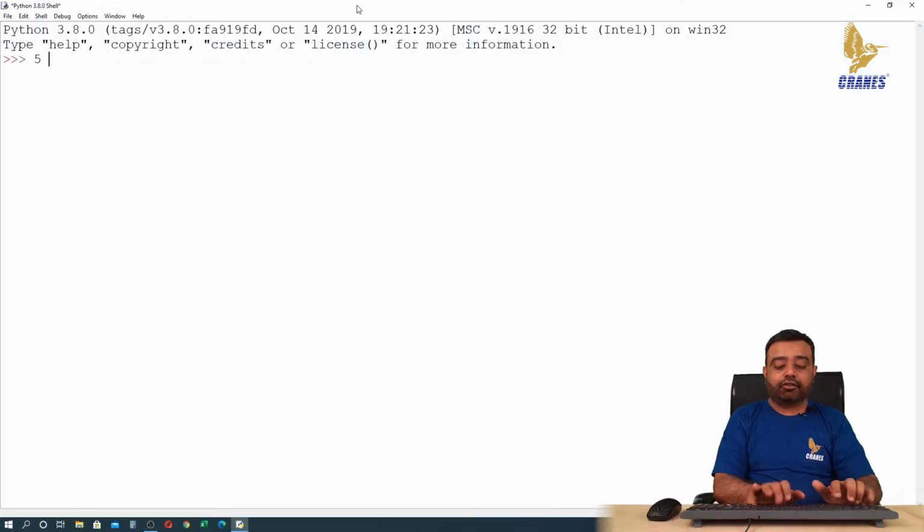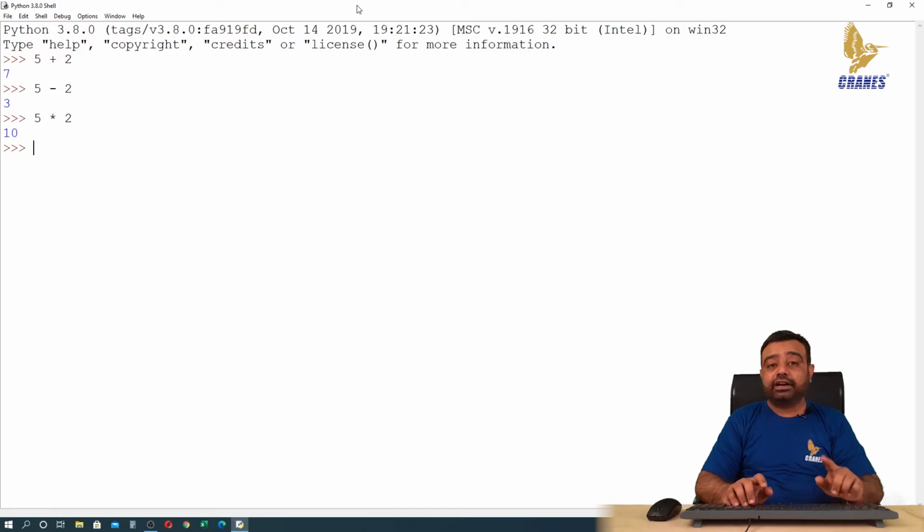Now let us try to look at each of these operators. The plus symbol performs the addition, like for example 5 plus 2 is 7. The same way minus operator performs subtraction, 5 minus 2 is 3, and asterisk symbol performs the multiplication, 5 into 2 is 10. Now with regard to division, we have seen that there are two operators, single slash and double slash.